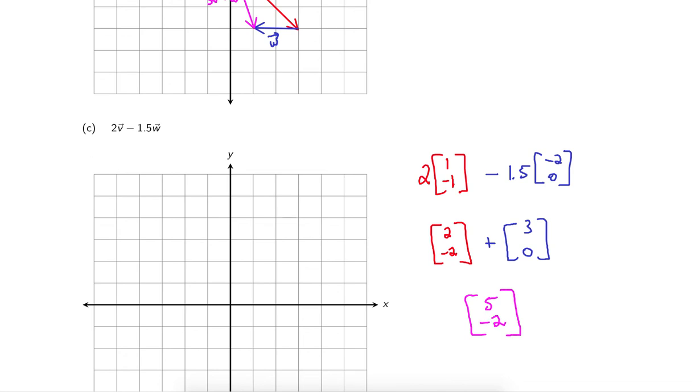And if we graph 2 times vector v, we'll do that in red. So 2, -2. So let me get the vector here. 2, -2. Make sure I go the right direction as well. So 2, negative 2, there's this vector. And then negative 1.5 times vector w is going to go over 3 spaces to the right and 0 spaces up. So 1, 2, 3 spaces to the right and right about there. And notice our vector ends at the point 5, negative 2. So there's, in pink, 2 times vector v minus 1.5 times vector w.